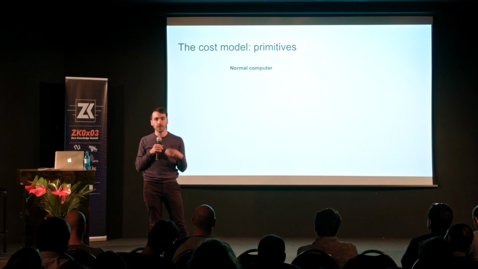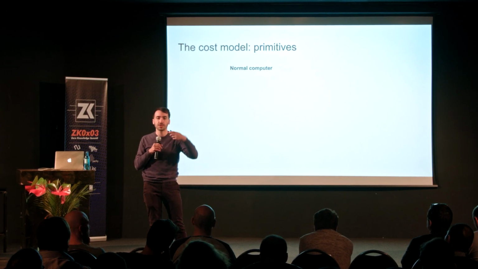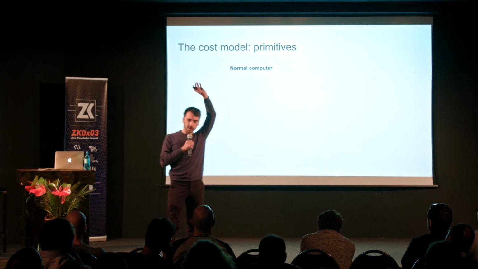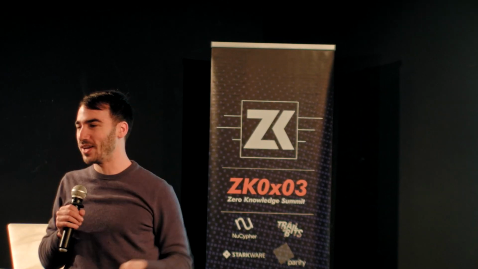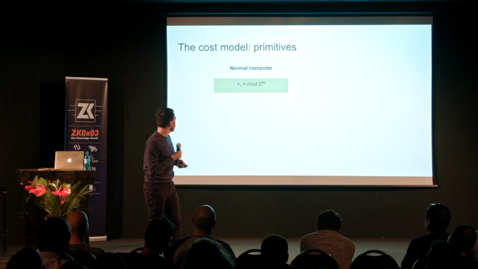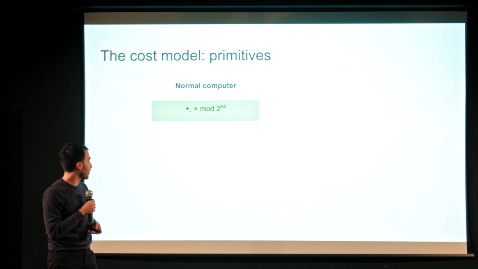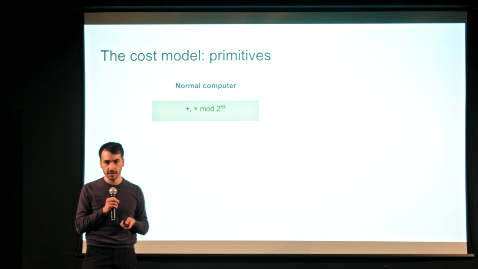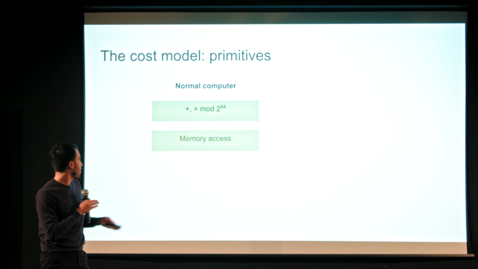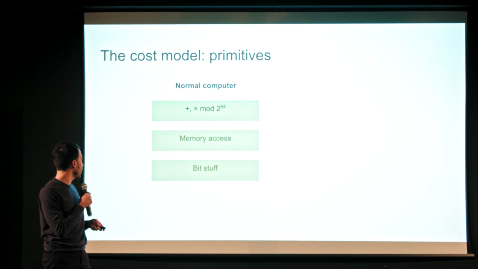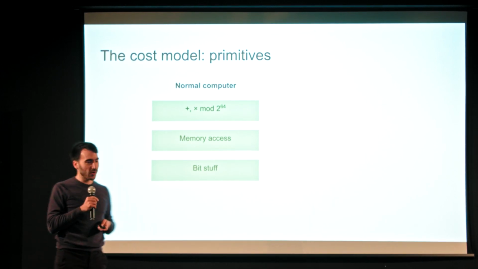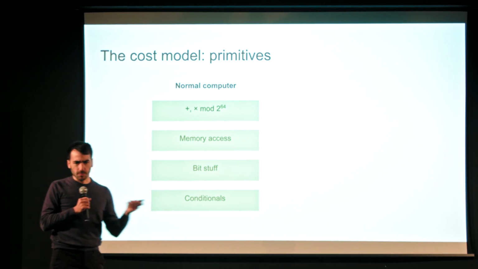In terms of what are the efficient primitives that you have access to in both settings? So on a normal computer, who has programmed a computer? Oh, that's great. It's not every room where almost everyone raises their hand. So in a normal computer, what do you have? You have plus and times mod 2 to the 64, say, 64-bit ints. You have memory access, you can load and store from memory. You can do bit stuff, like or and and all that. And you have conditionals, jumps, basically.